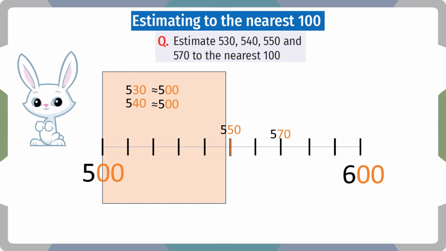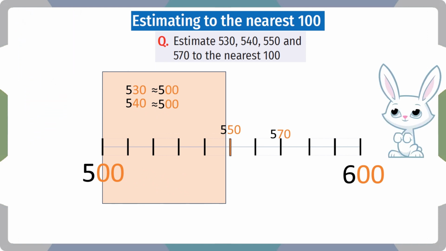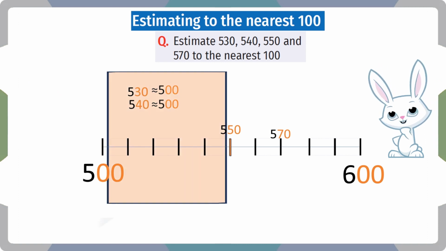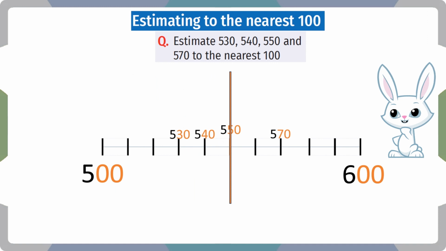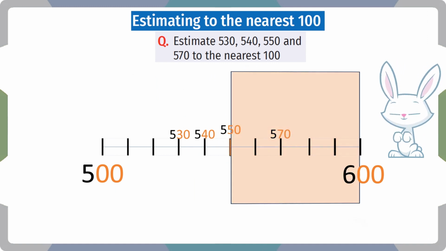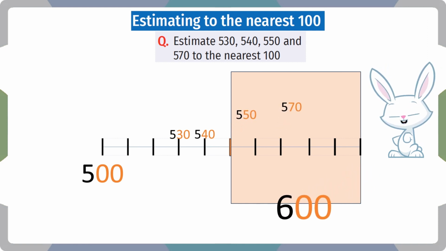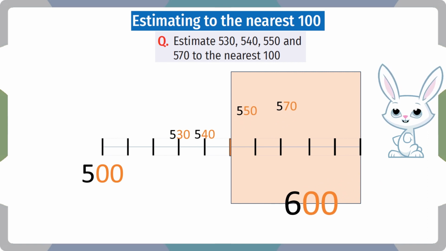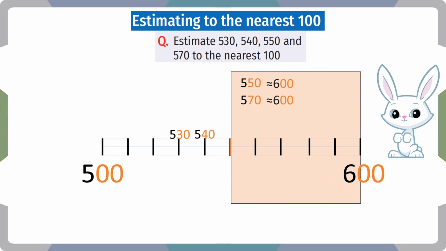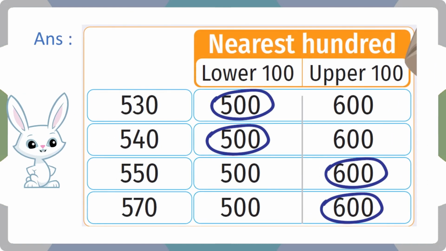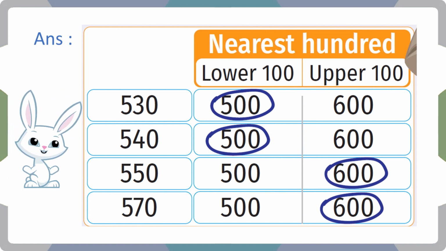On the other hand, the numbers 550 and 570 are on the mid or right of midpoint. So, estimated to the nearest 100, 550 and 570 are estimated to 600. For the four numbers, the table shows the lower hundred and upper hundred, and the estimated value to the nearest 100 is circled.